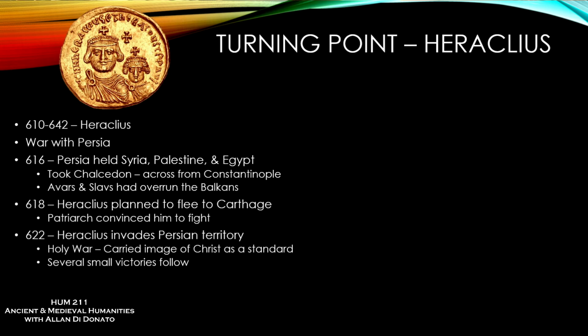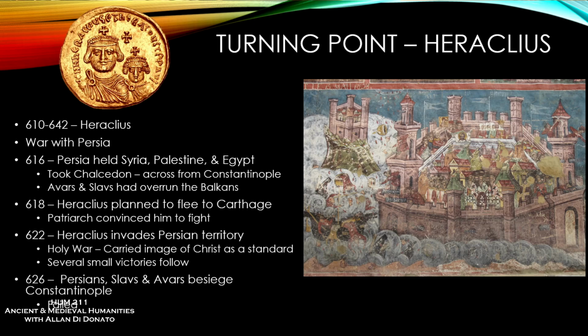That whole idea of a holy war, by the way, against non-Christian opponents is going to eventually be picked up later on when we get to the Crusades. But he does have a few small victories that follow in 622. Unfortunately, the Persians push back in 626. Along with the Slavs and Avars, they besiege the city of Constantinople. Luckily, Heraclius' son is able to command the navy to defend the city, and they ultimately keep the Avars on one side of the city and the Persians on the other side from communicating and surviving this attempted siege. The siege is unsuccessful in the long run.